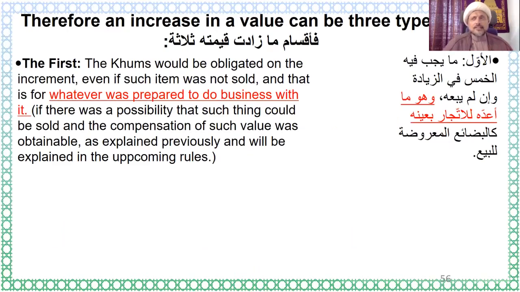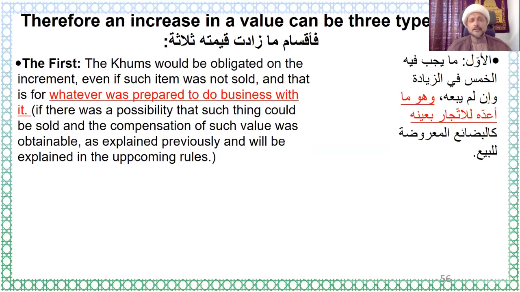So this is what he's going to say in these slides, and we'll be done with this session. Therefore an increase can be of three types. The first one is business. Remember, ma yajibu fihi al-khums, something in which khums is wajib, wa in lam yabi'hu, even if he does not sell it. Wa huwa ma a'addahu lil-ittijari bi'aynihi, and that is what he prepared for business. Remember this red, I have made it for the business. كالبضائع المعروضة للبيع. You have items in your shop that you need to sell.